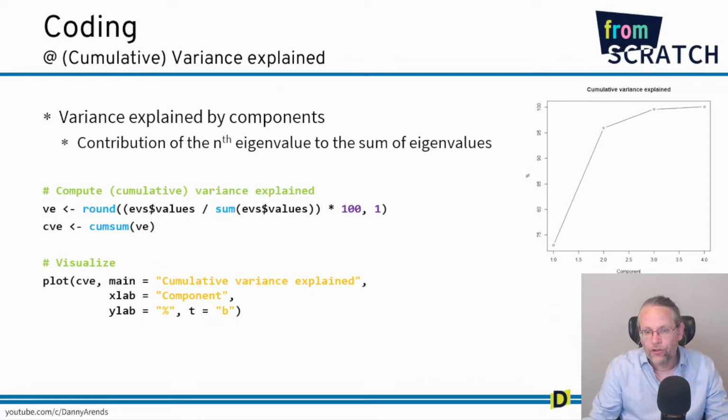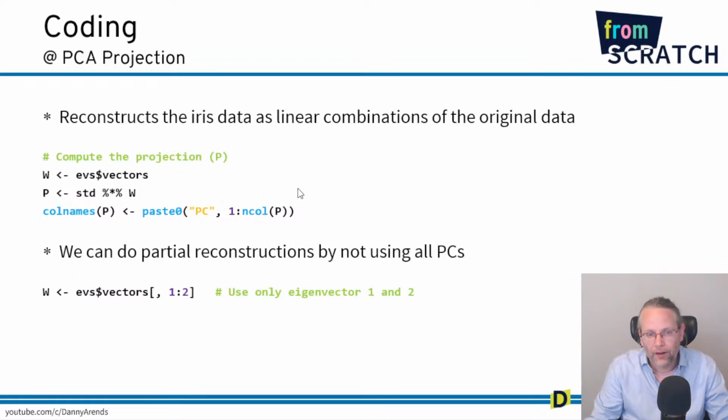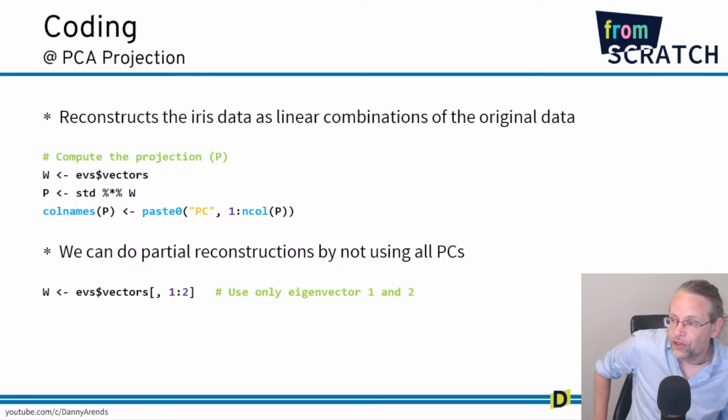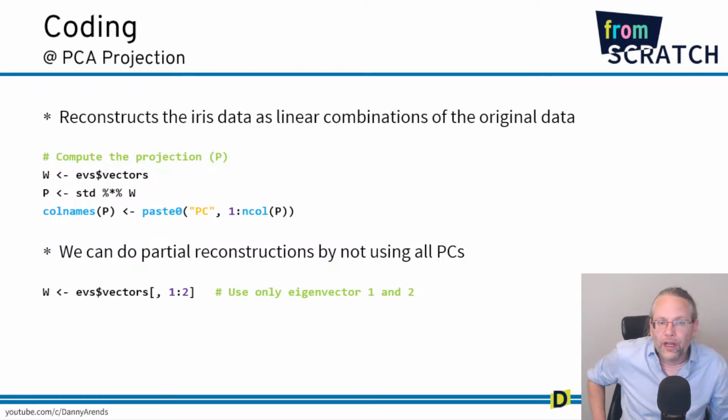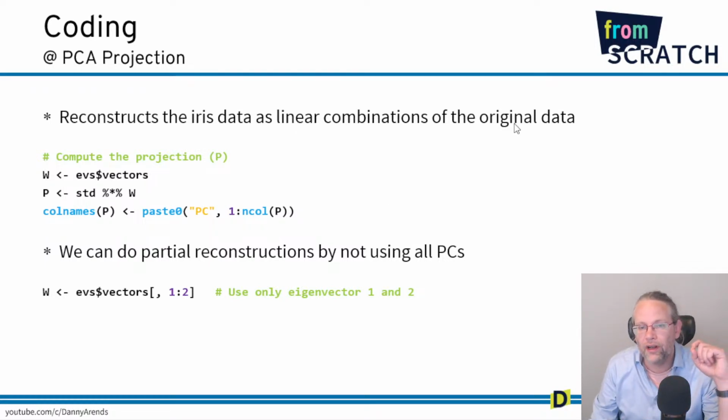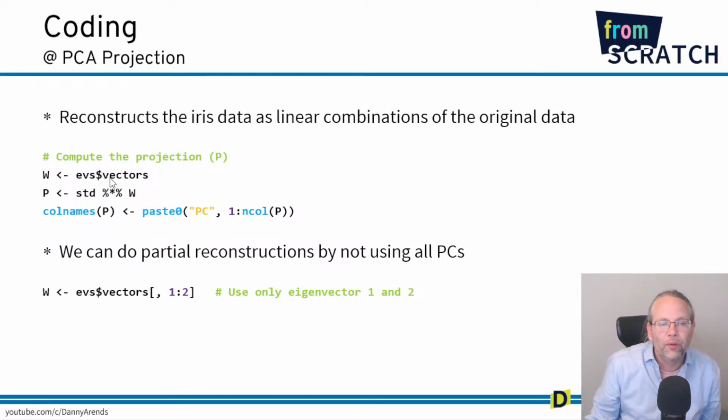All right, so variance explained. The next thing we want to do, when we want to compute our own principal components, is to do the PCA projection. It reconstructs the iris data as a linear combination of the original data, right? That is what PCA does. So how can we do that? Well, we can take our standardized data and multiply it by the projection matrix, which is the principal component matrix.